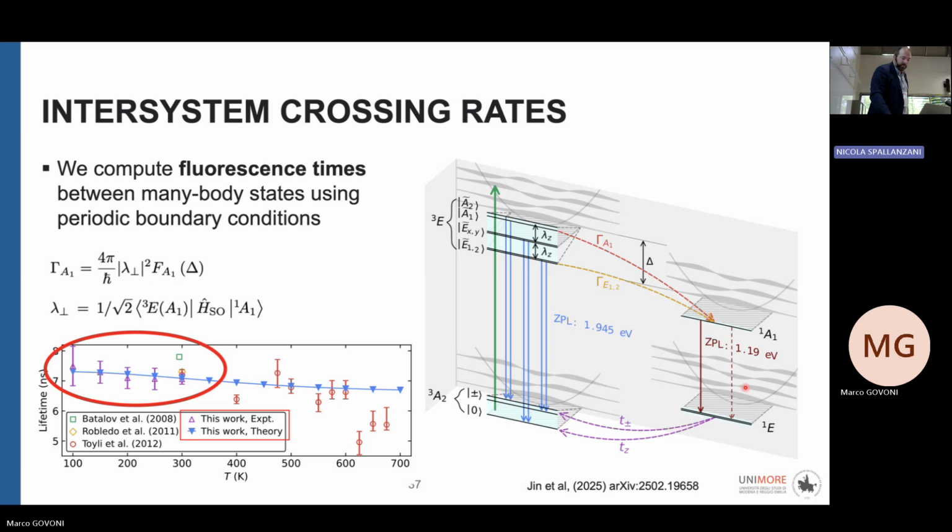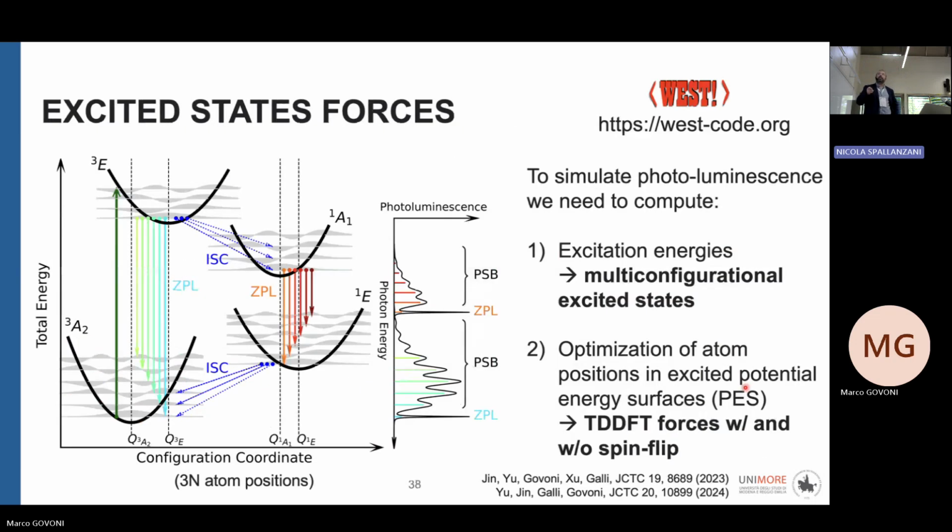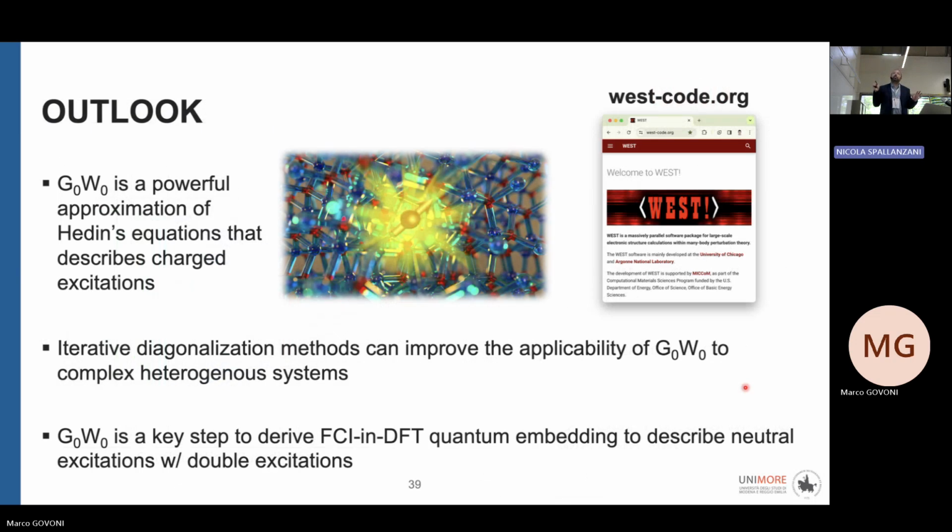This is an arXiv paper. Finally, I want to say that you don't want just to describe multi-configurational excited states, but also you would have to relax the system in an excited state. So you need to access forces for excited state energy. Because once you shine light on the system, the system rearranges, so the atoms move, and you would like to compute forces for excited states. We have access to them by using TDDFT with and without spin flip in this code.